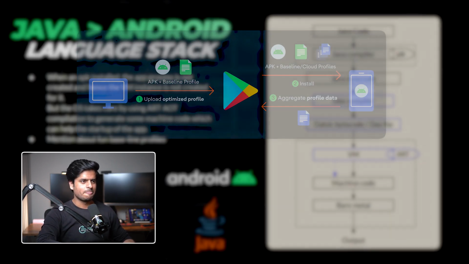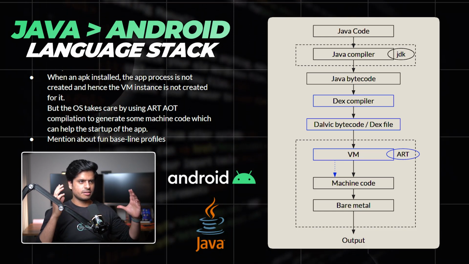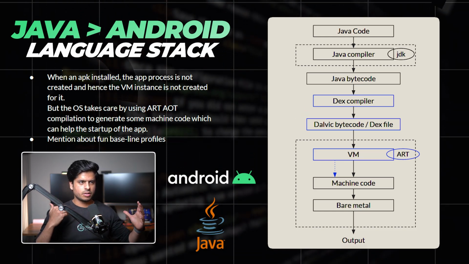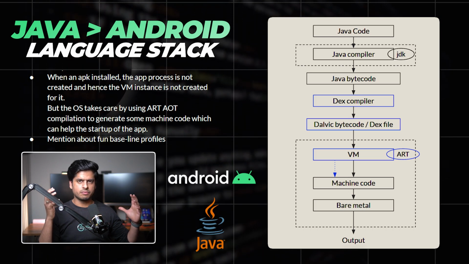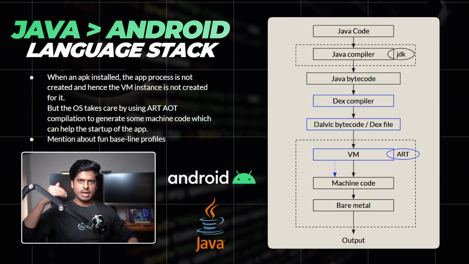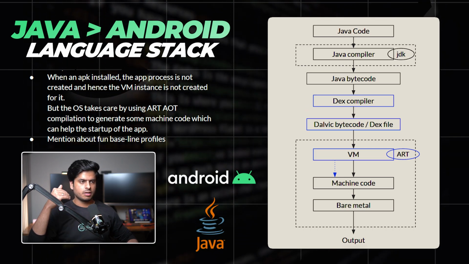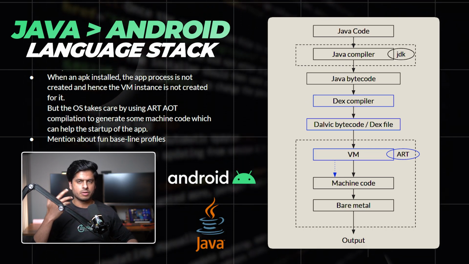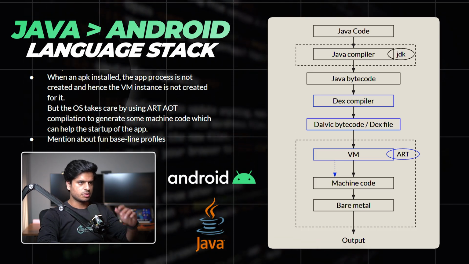Super interesting stuff. By the way, you should notice that in the case of Android, whenever, let's say, you are running Facebook and Instagram apps on your mobile phone, there are multiple instances of VMs created. For every app process, there is one VM which is instantiated, and that VM runs the Dalvik bytecode.